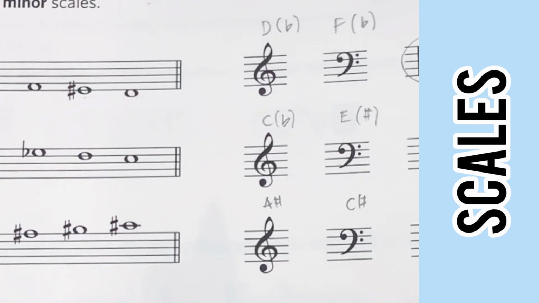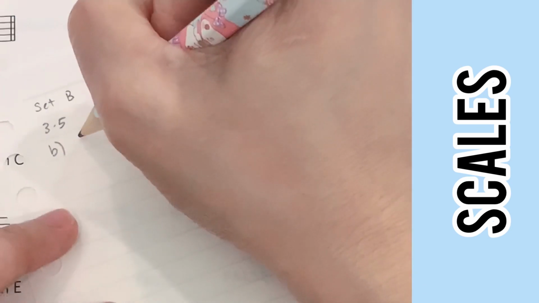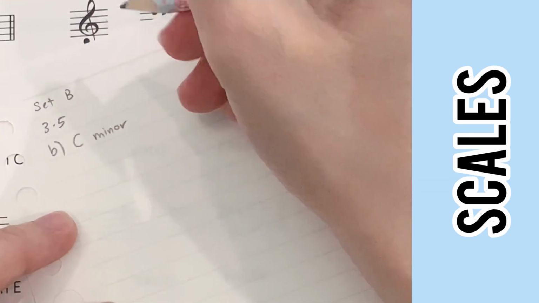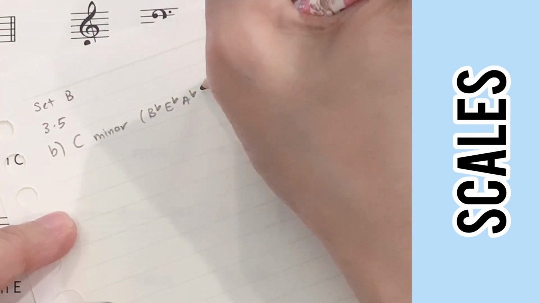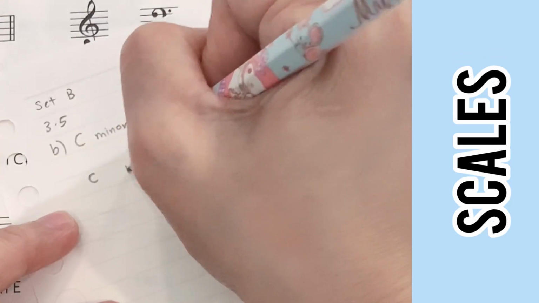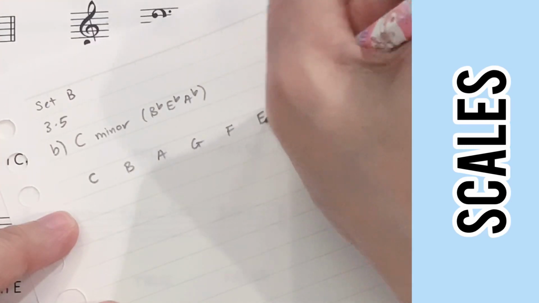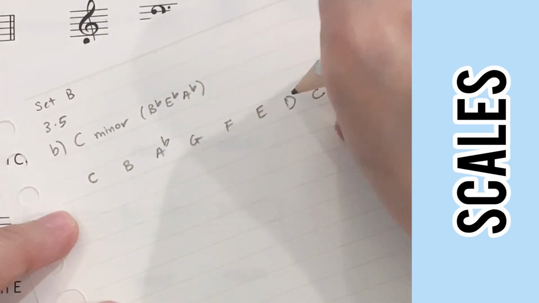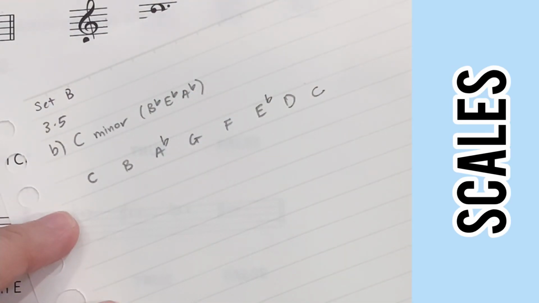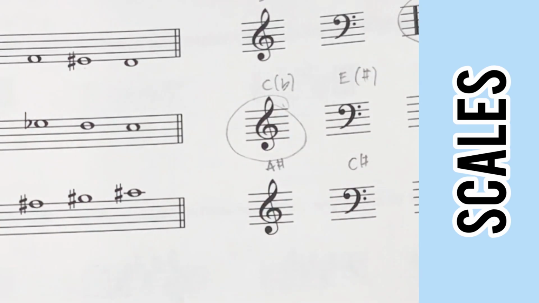We have a flat on the 6th note, so it's quite possibly a harmonic minor scale. We'll write down the key signature, which is B flat, E flat, and A flat. That's the name of a descending scale. So C, B, A, G, F, E, D, C. There's a flat on A and a flat on E. The 7th note is raised, therefore there's a B natural here. And this is the answer.